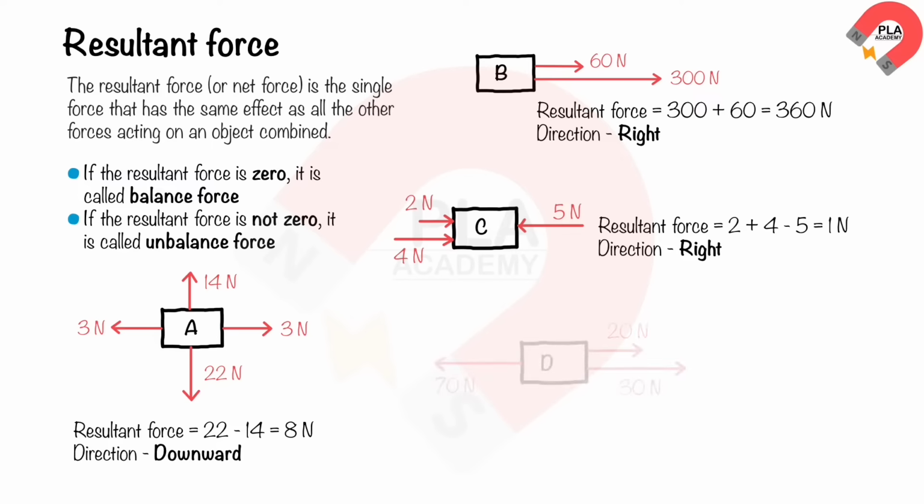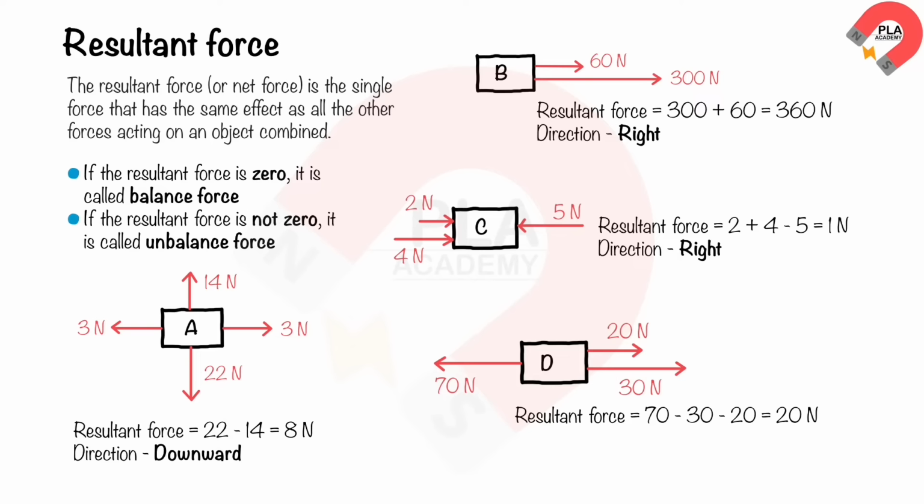A box D has the forces acting on it as shown. The resultant force can be found by subtracting the rightward force of 70 newtons from the leftward forces of 30 and 20 newtons... So, the resultant force is 20 newtons acting to the left.